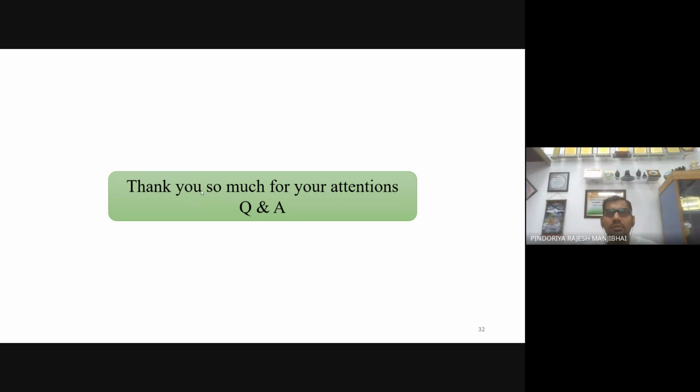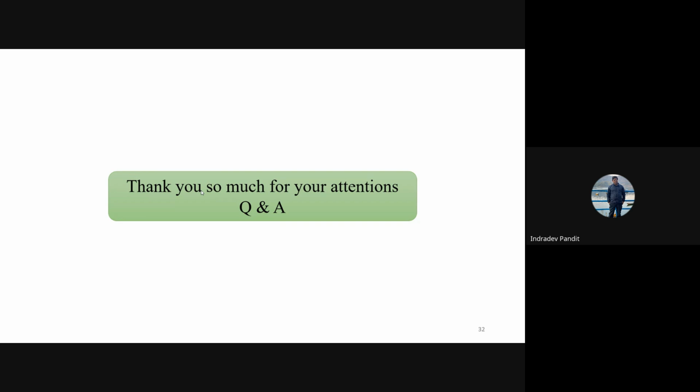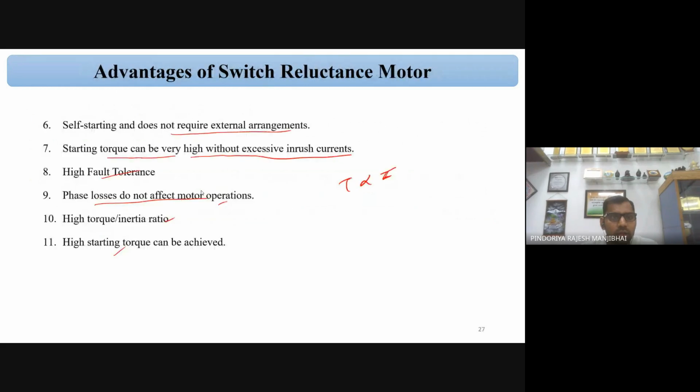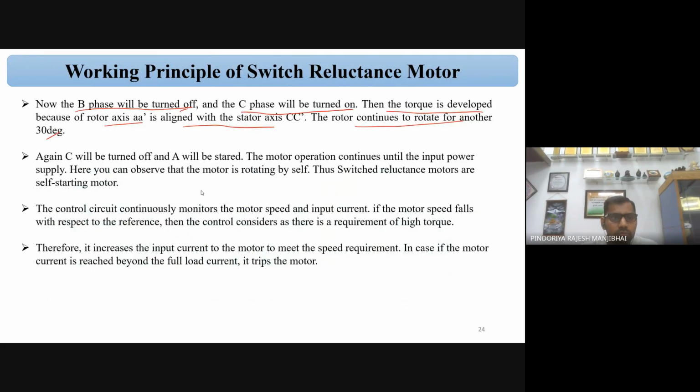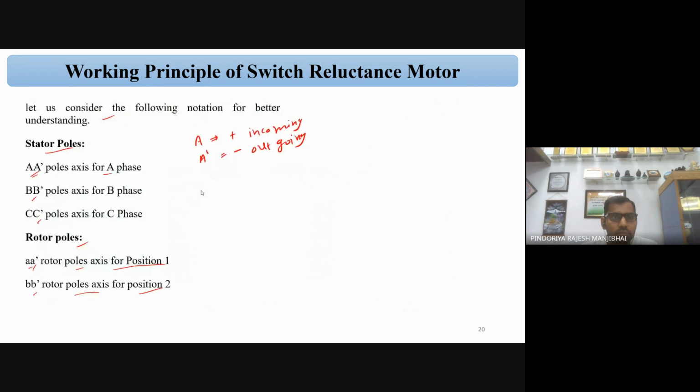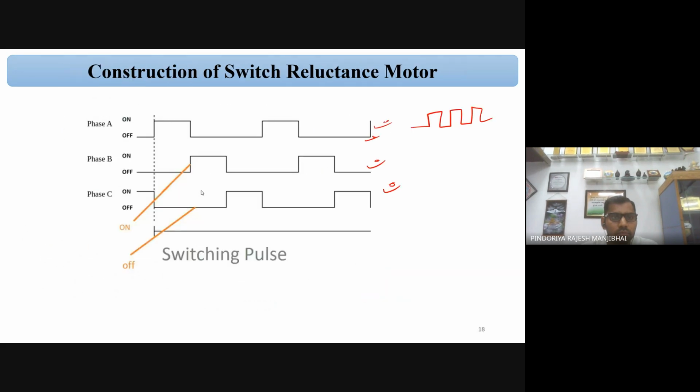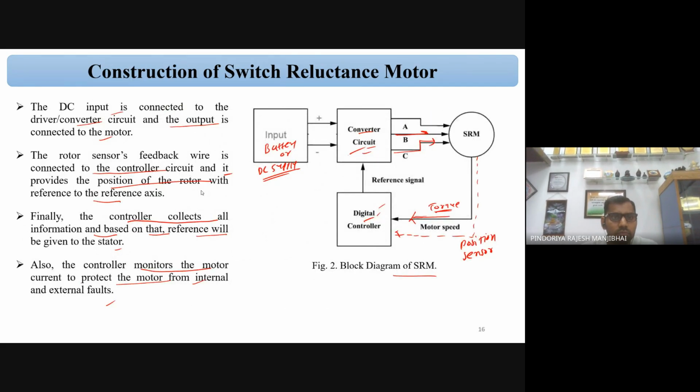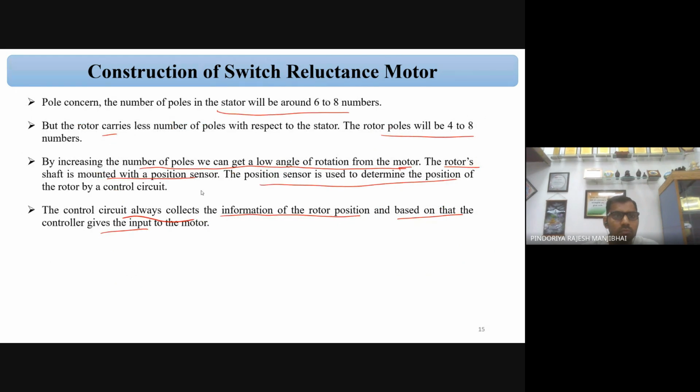So what will be the advantage if the stator pole count is increased? Yes, here I mentioned it on one of the slides. By increasing the number of poles, we can get a low angle of rotation from the motor. So your speed is less, correct? But you will get higher torque.